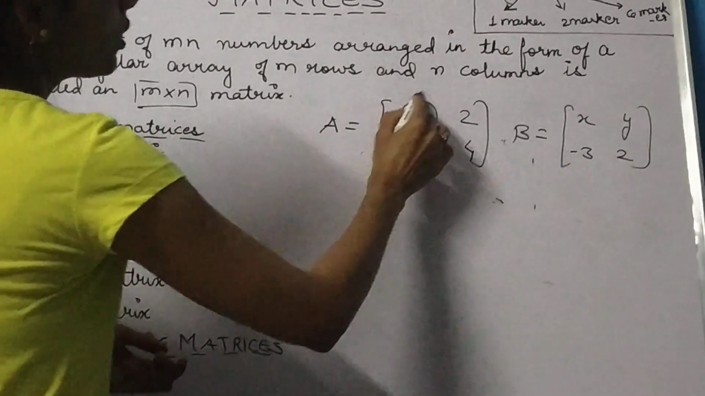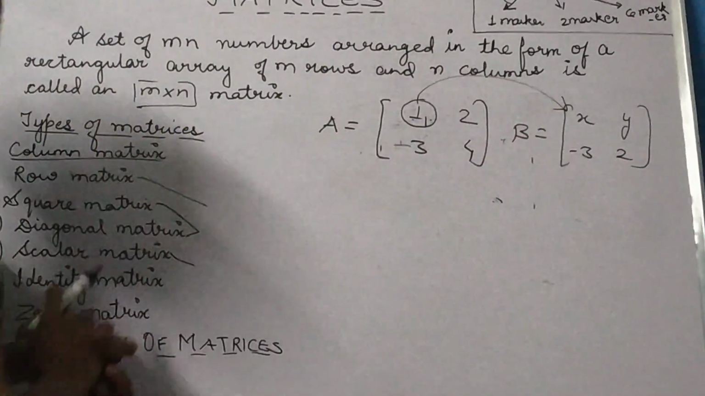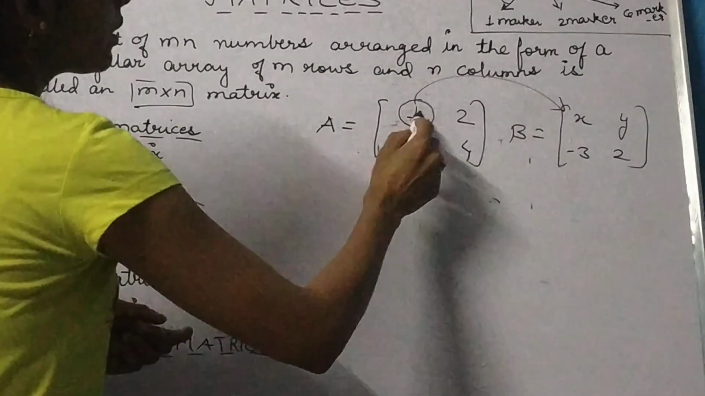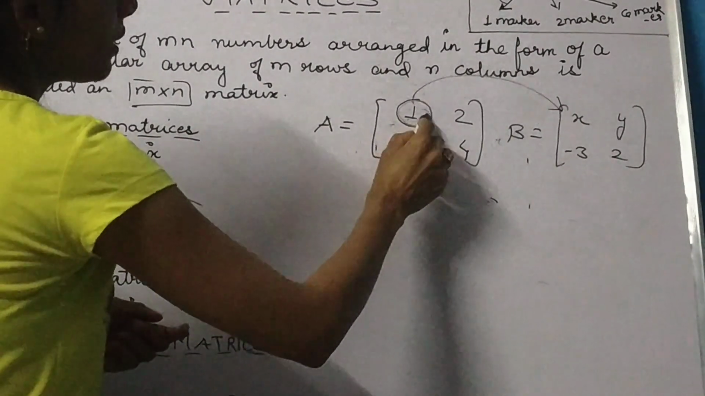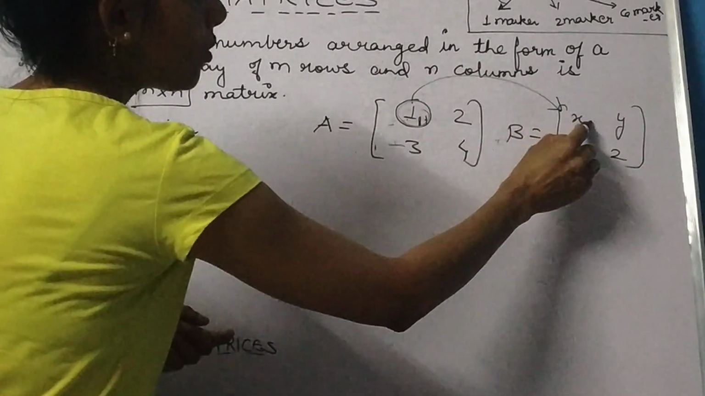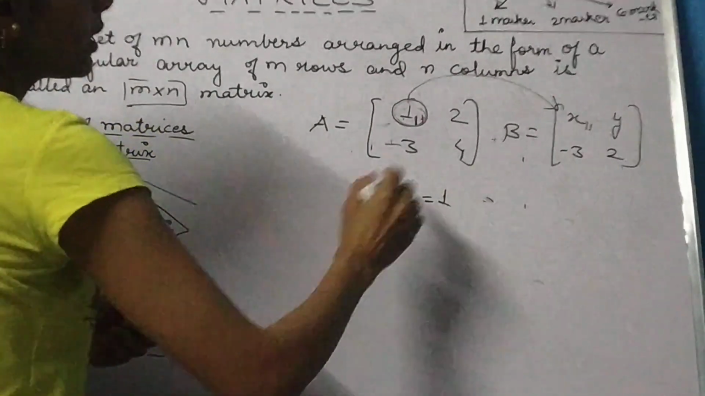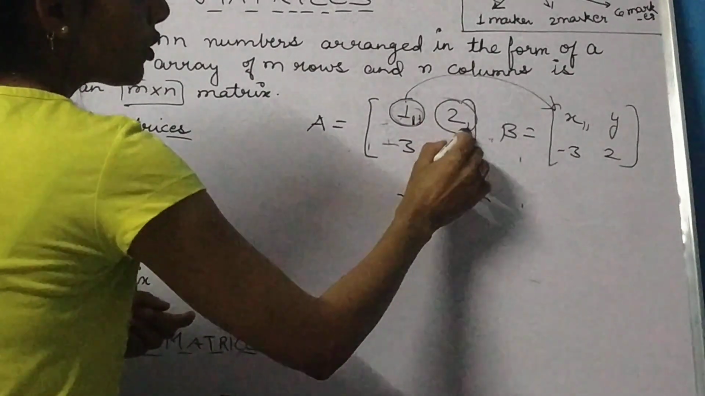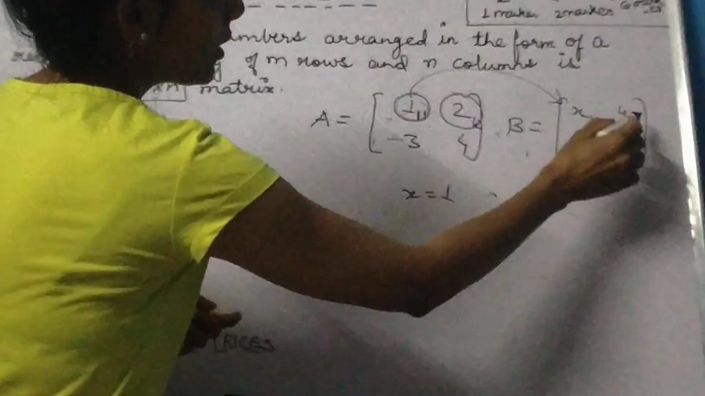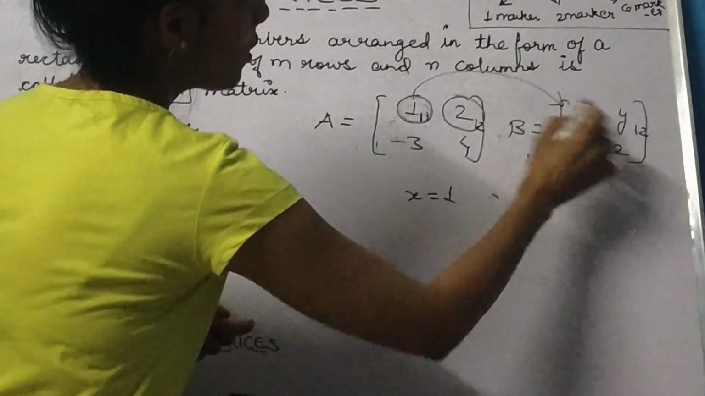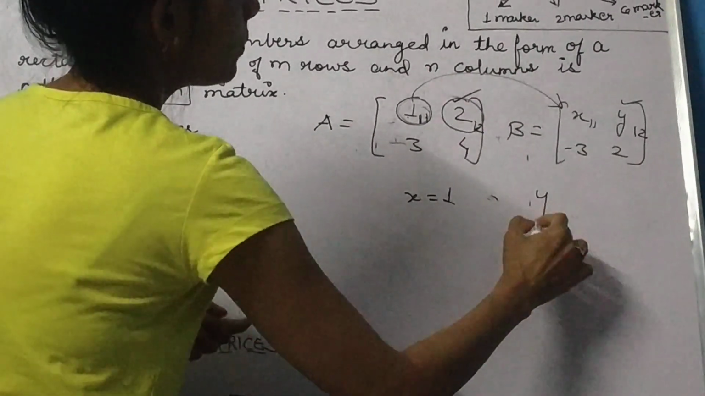If these are equal matrices, then we can say that this element of first row and first column should be equal to the corresponding element. That means this element is of first row and first column. This is again of first row and first column. So the value of x is 1. Here this is first row and second column. Here also this is first row and second column. So these two are equal.